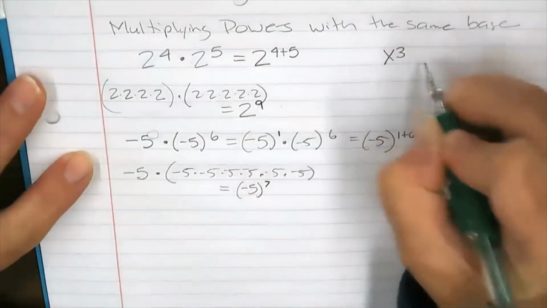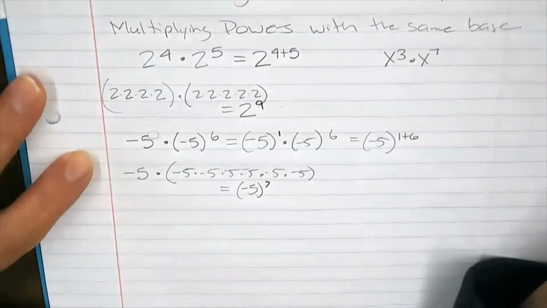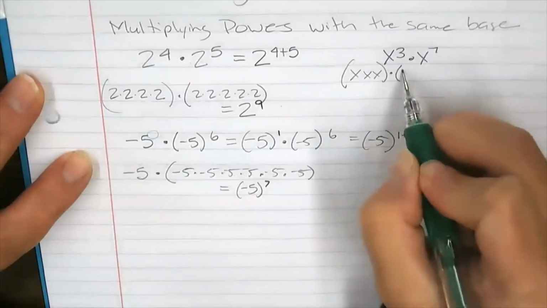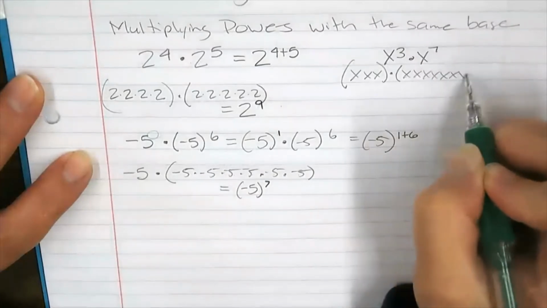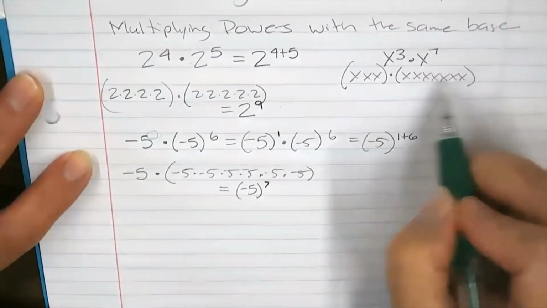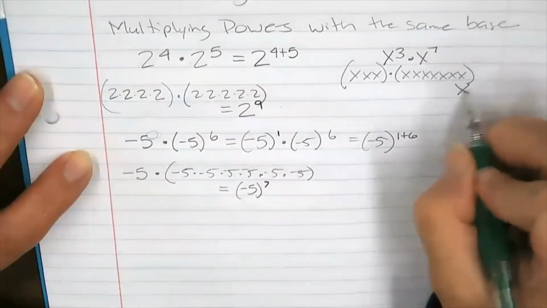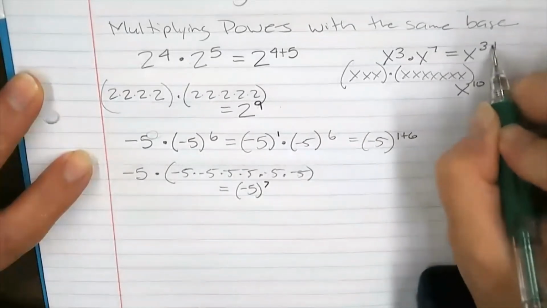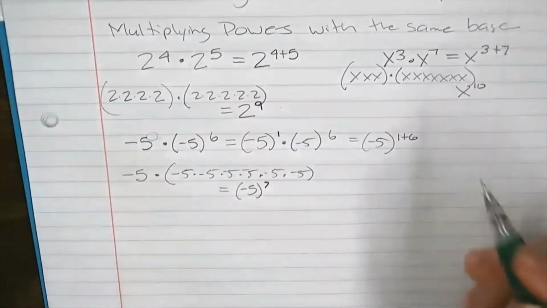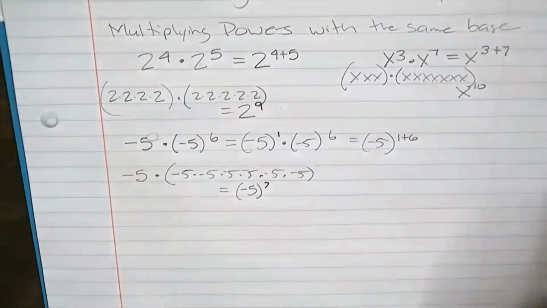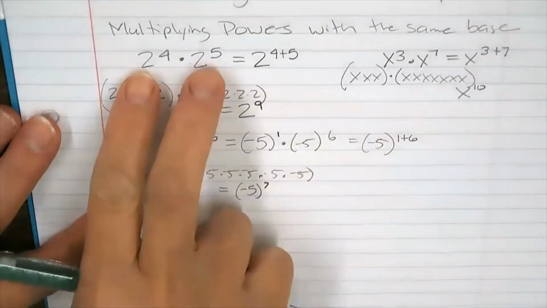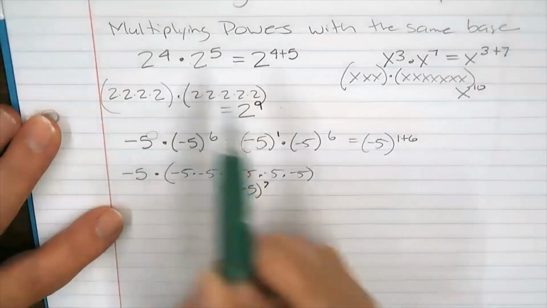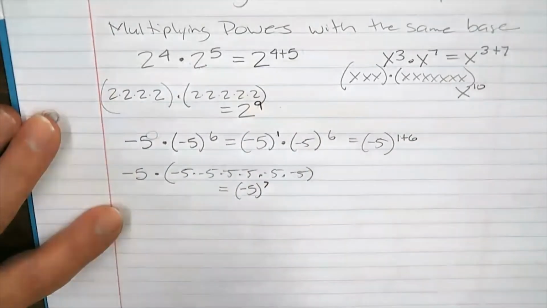So let's take a look. We have x to the 3rd power times x to the 7th power. So we have 1, 2, 3 times how many x's is that? 7, 8, 9, 10. This is x to the 10th power. So this is x, 3 plus 7 is x to the 10th power. So we will have situations like this where we're multiplying the same base. And when that's the case, we add the exponents together.